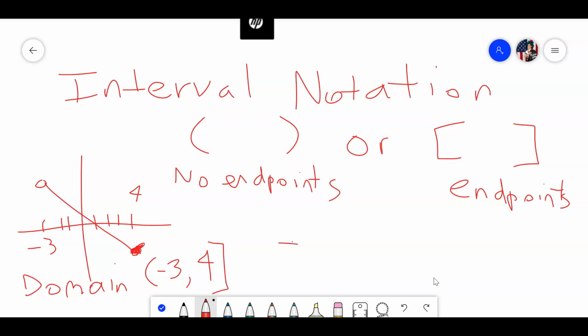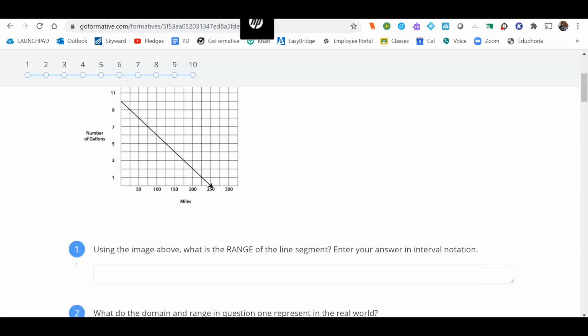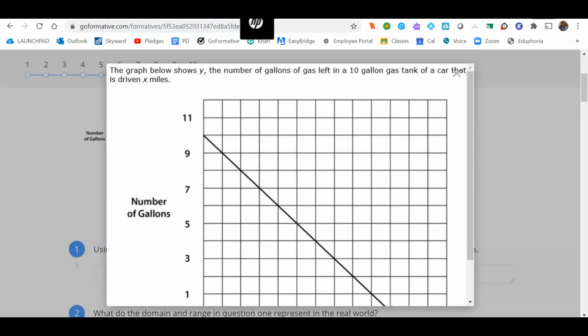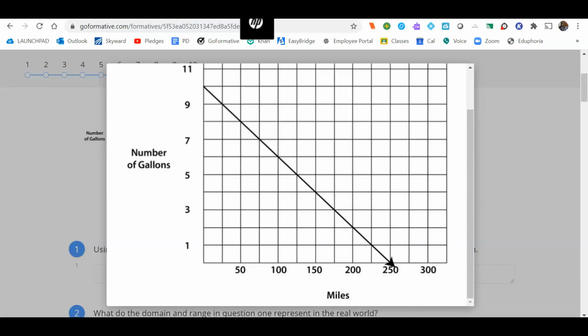Now, on the example we were just doing, if you see something like this, and maybe there's not a big bold endpoint, those are definitely going to be brackets. So let's bring it back to our problem. On our problem, there is no open circle on the bottom. There's no open circle on the top. Those are going to be inclusive, so we're going to have to use brackets. And from bottom to top, that's from 0 up to 10.